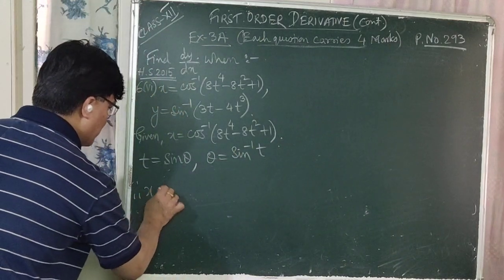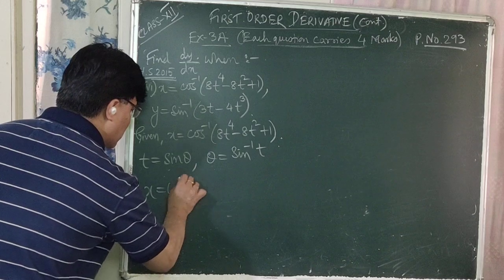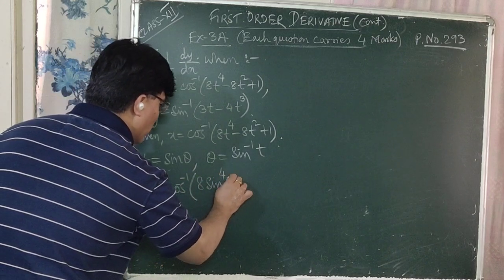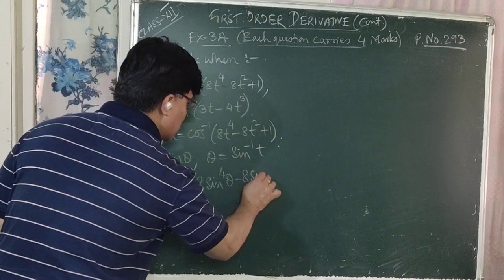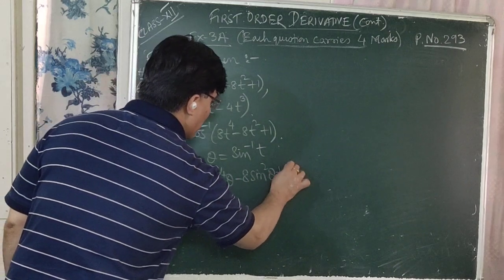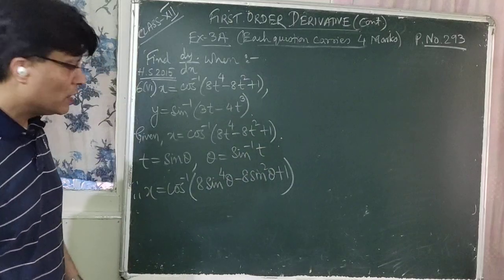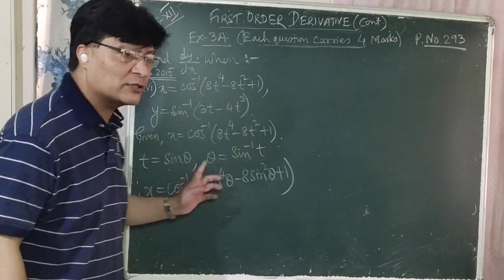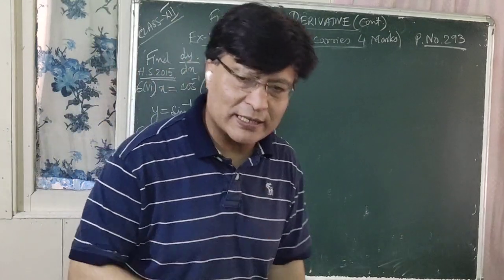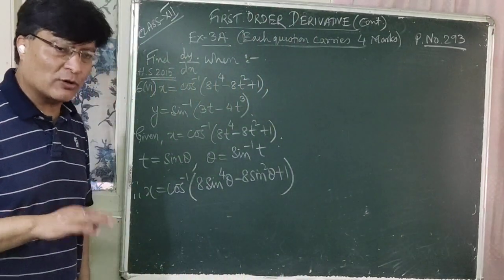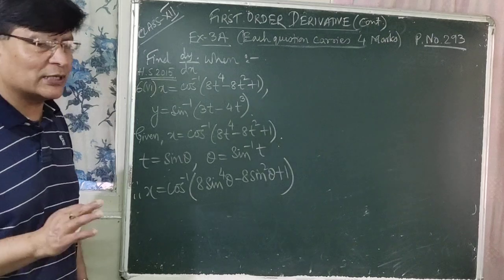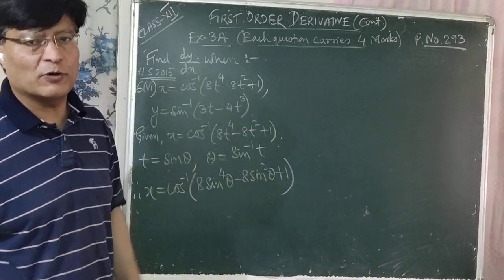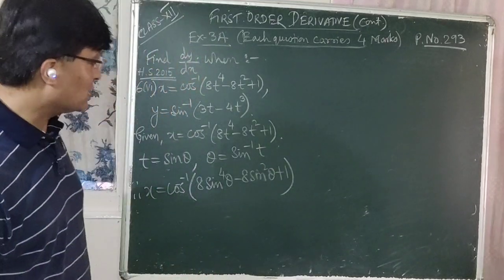So what does it become now? x is equal to cos inverse within bracket 8 sin to the power 4 theta minus 8 sin square theta plus 1. Okay? So if you simplify it, you should get the form cos inverse cos theta form. You may not get cos theta. You may get cos 2 theta, you may get cos 3 theta, you may get cos 4 theta like that. Okay? So cos inverse cos theta form should be there. So let us simplify it.